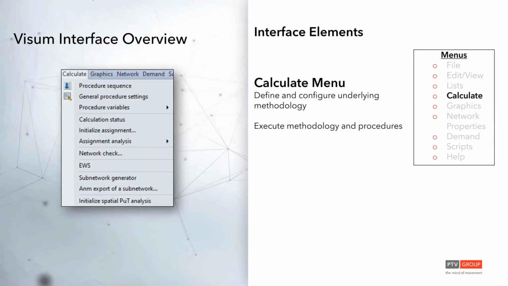Next, we're going to look into the calculate menu. The calculate menu, this is generally where you're going to define underlying methodologies. So things like how is impedance calculated for turns and links and nodes and things like that. You can also execute the procedure sequence. We're going to circle back to the procedure sequence, but basically this is where you can automate a bunch of the calculations that you might do in your model.